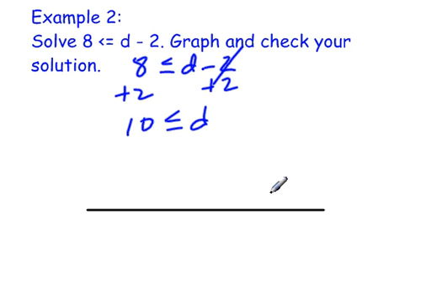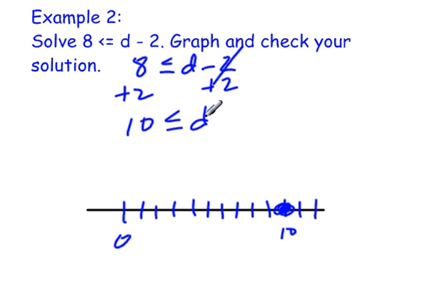So I'm going to put my 0 right here so that I can count off and get to 10. So 1, 2, 3, 4, 5, 6, 7, 8, 9, 10, 11, 12. Just give me a couple extras. And it says less than or equal to, so I'm going to fill that in. Now it says 10 is less than or equal to d.